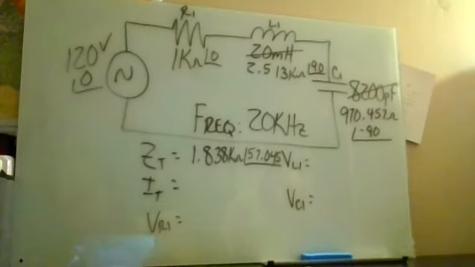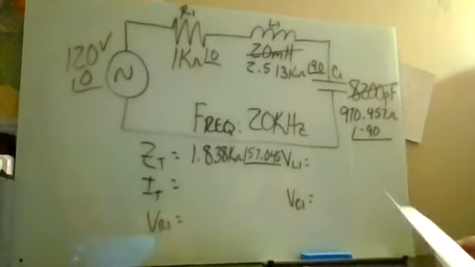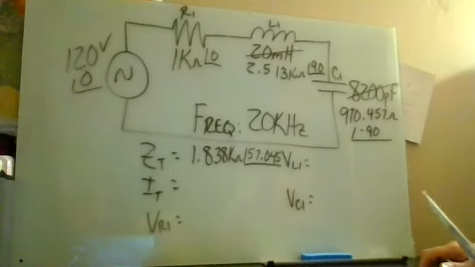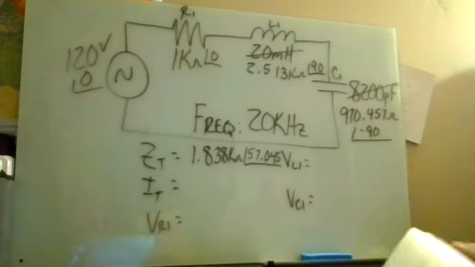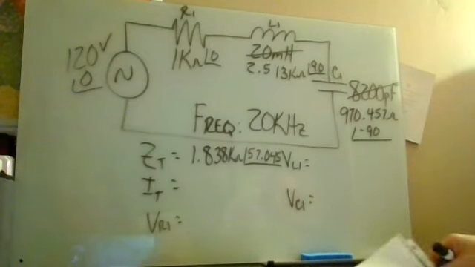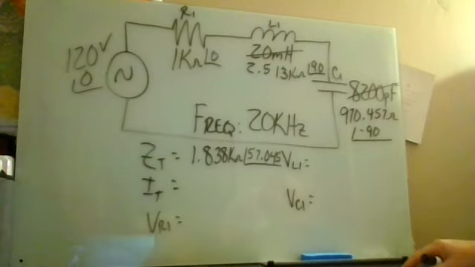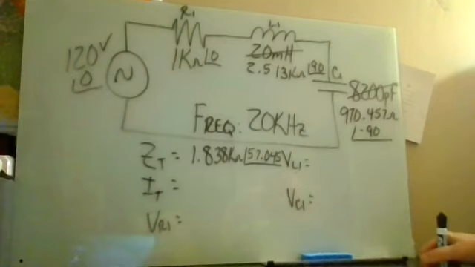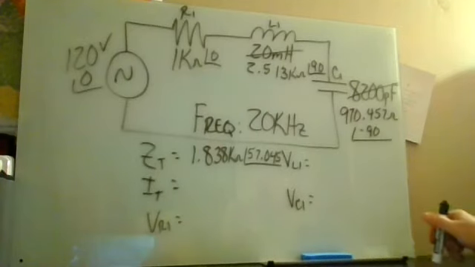I'm still not getting that answer. Type it in your calculator, just the way I tell you. Okay. 1, exponent 3, at an angle, and then put your angle zero. Plus 2.513 exponent 3 angle 90, plus 970.457 angle negative 90. Make sure you're in the negative and not your minus. And then hit equals.